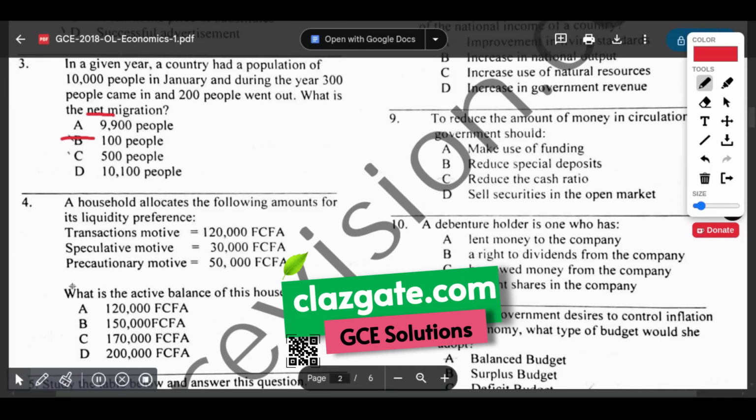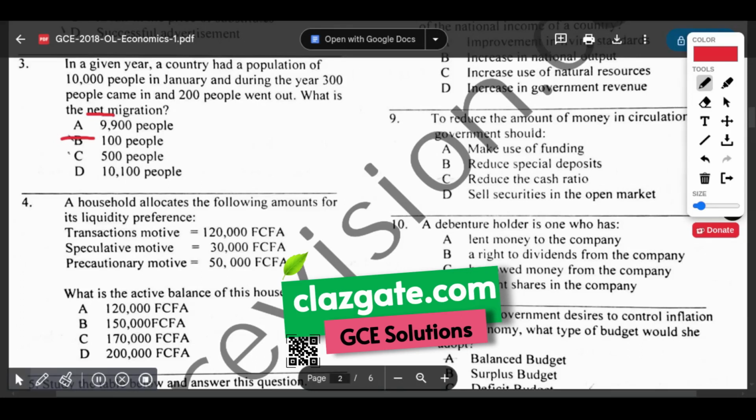What is the active balance of this household? How do you calculate active balance? We know that the active balance of a household is the sum of all the amounts allocated for each motive. So that would be 120 plus 30 plus 50. You just have to sum everything to get the active balance, and our answer is 200,000 francs CFA.